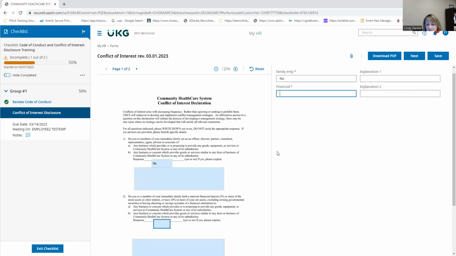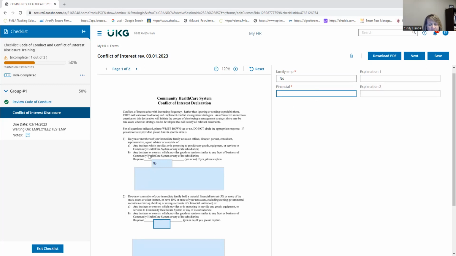The next one is the financial, or I'm sorry, I'm going to back up. You have question 1A, and then question 1B would be if you act as an officer, director, partner, consultant, advisor, or associate of any business which provides goods or services similar to any facet of business that we provide.